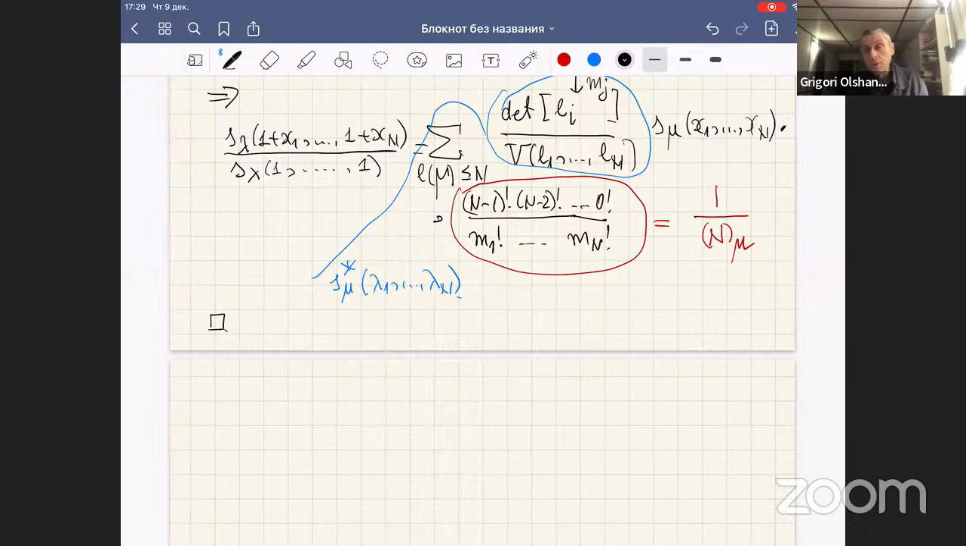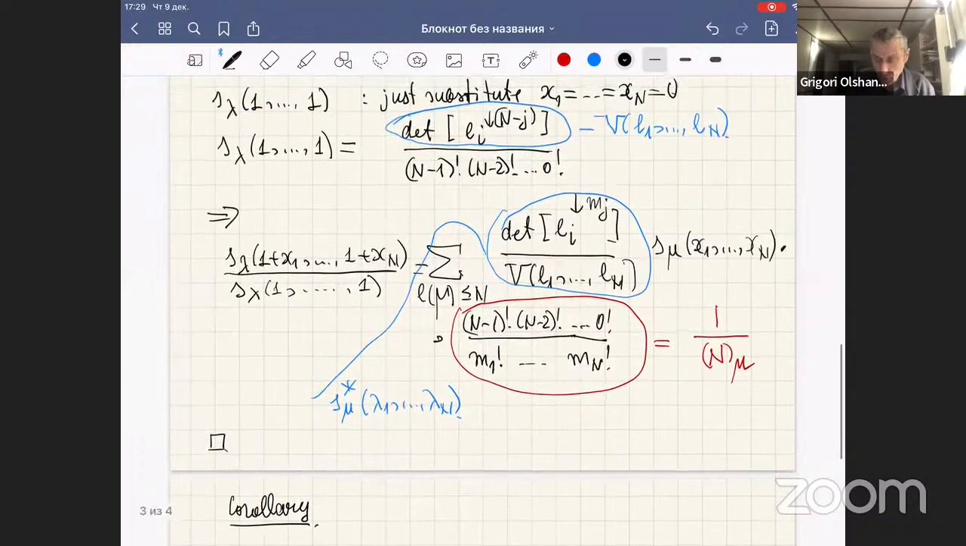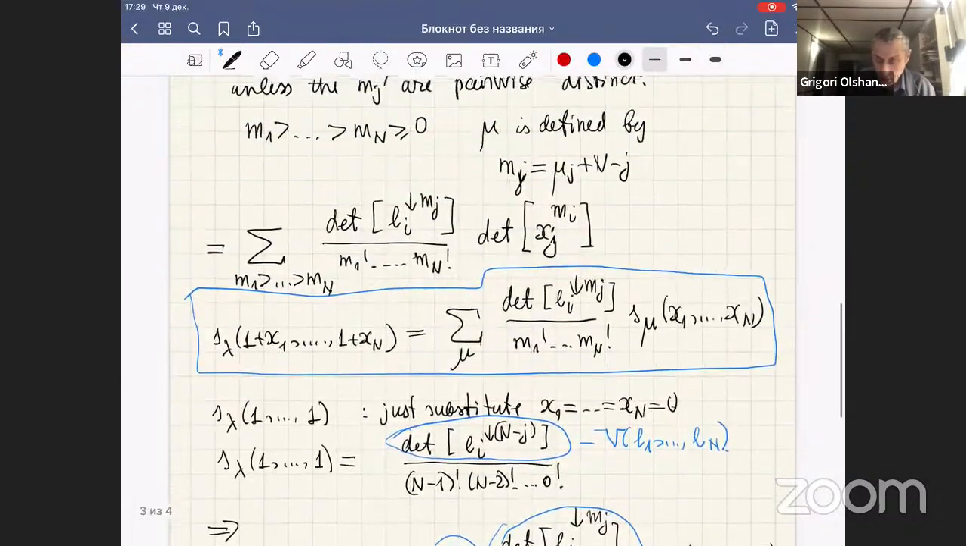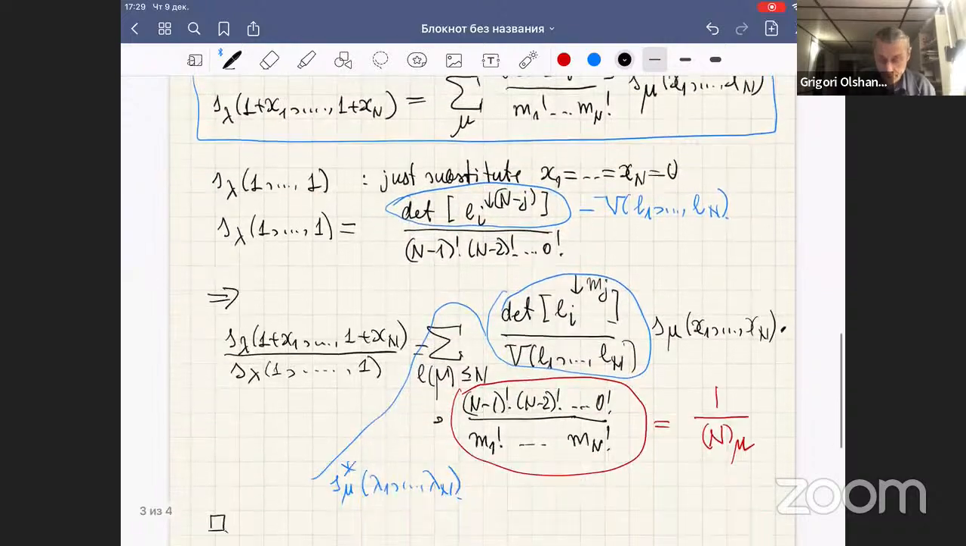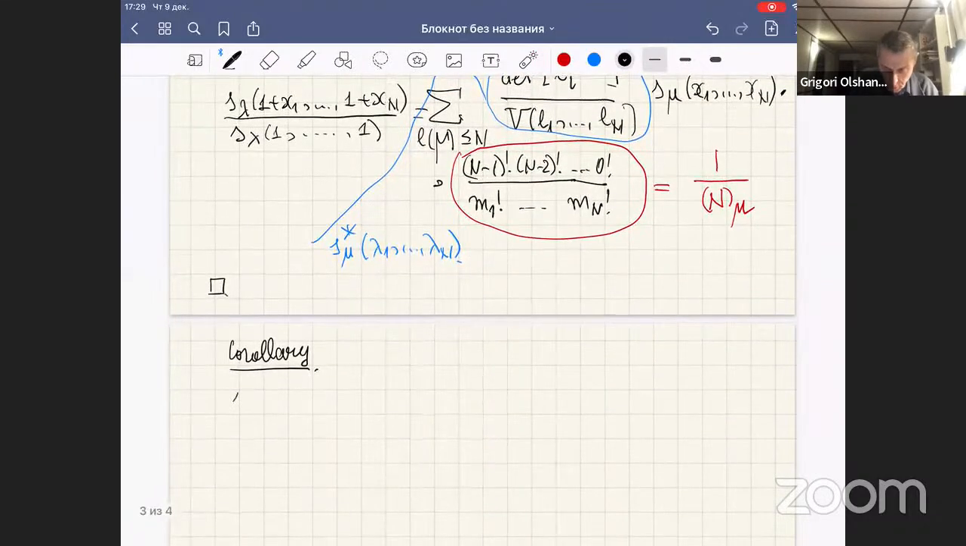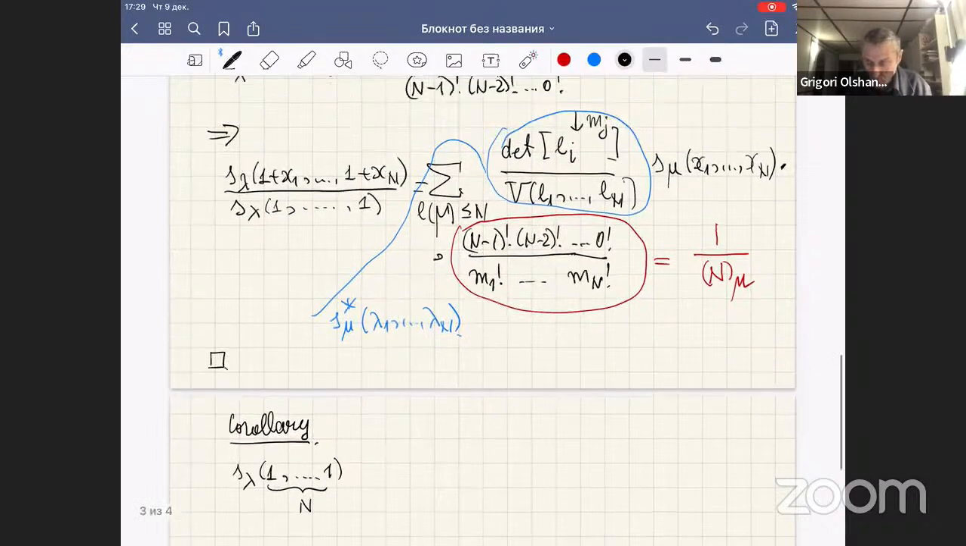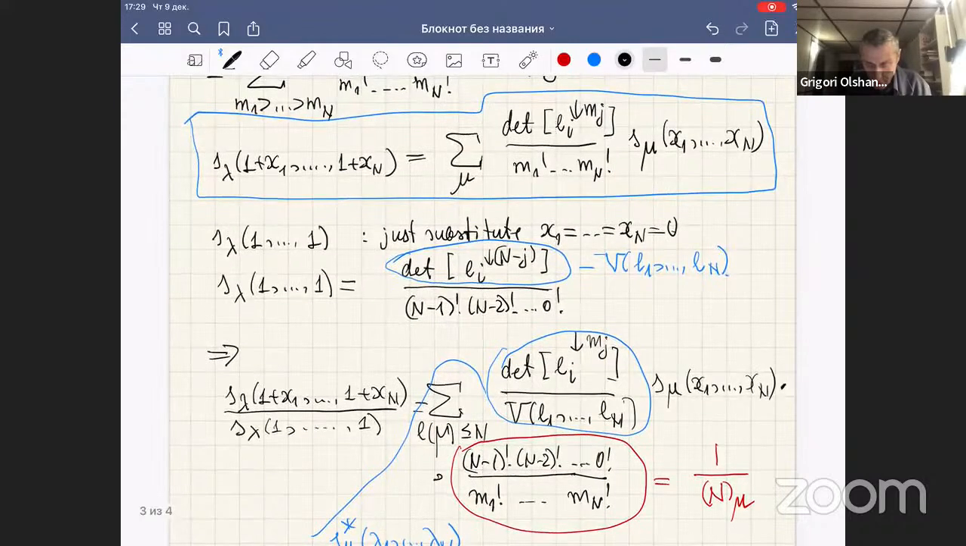There are some consequences, some corollary. First of all, we obtained a formula for the value of this. And it is equal to what? It is equal to what?